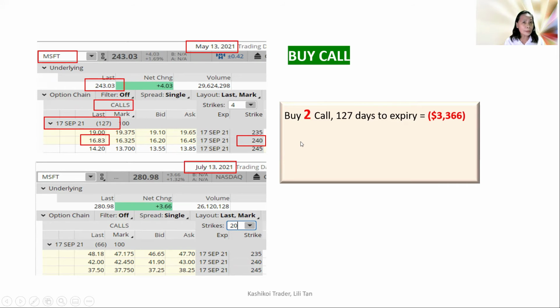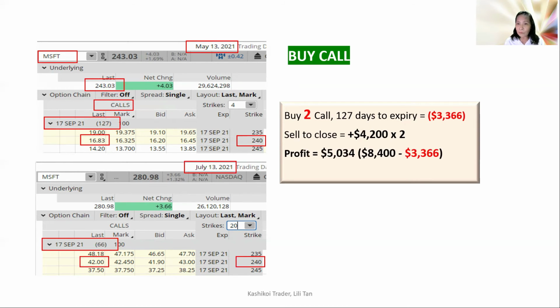Fast forward to July the 13th, that is around 2 months later, when the stock price has risen to near the resistance. I close the position again and I collect $42 per share. Therefore, my profit would be 5K. And total ROI is 149.6% for my 2 months trade.